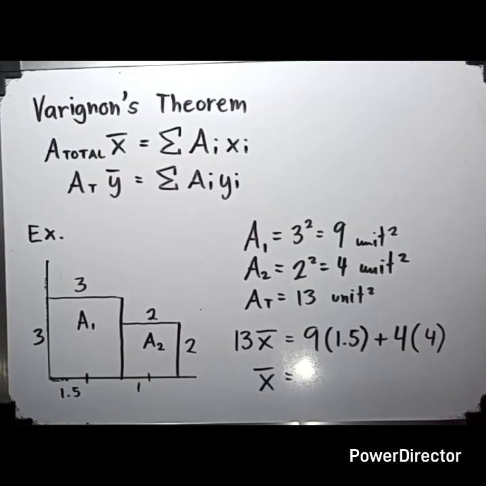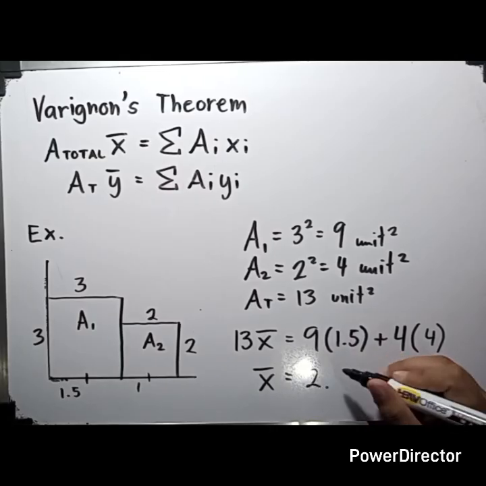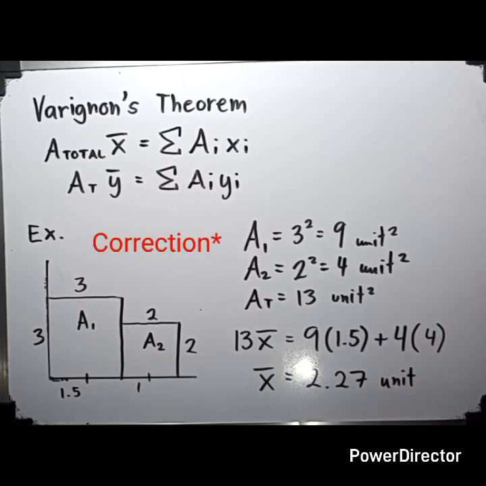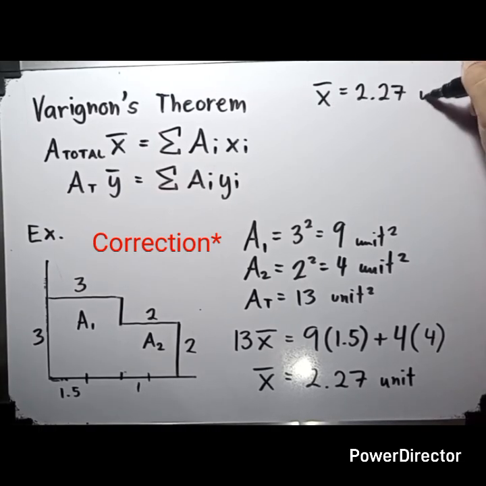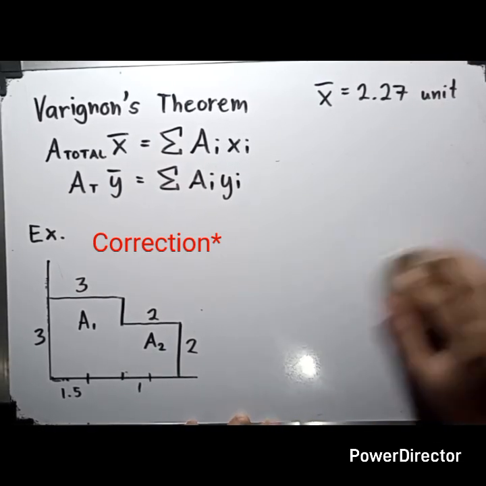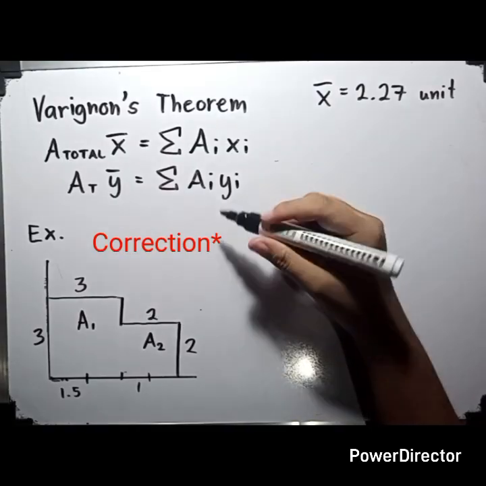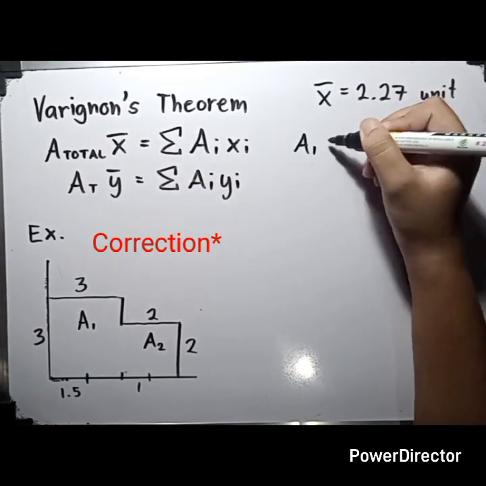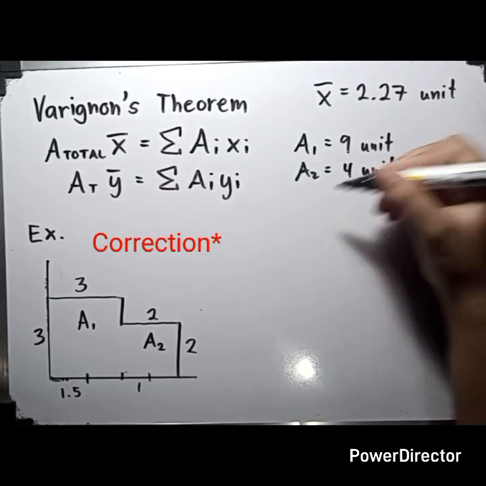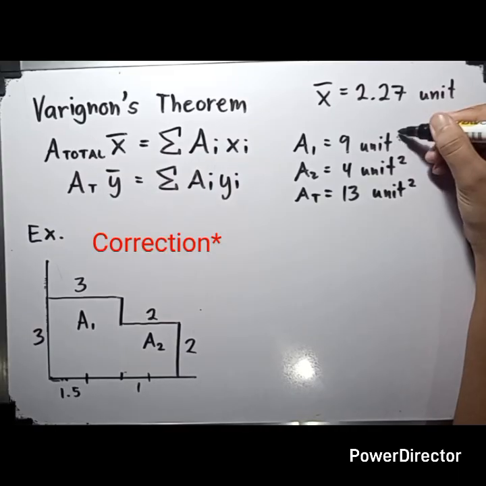We can now compute the x value of the centroid. Correction, it should be 2.27 units, not unit. Unless we can say 1 unit. Also, the area should be in units squared. Sorry for my mistakes.